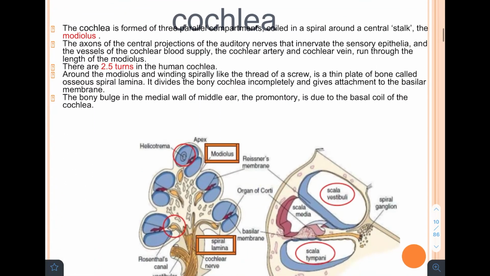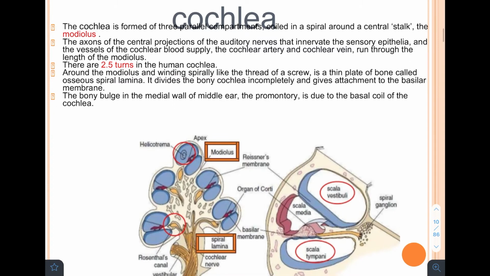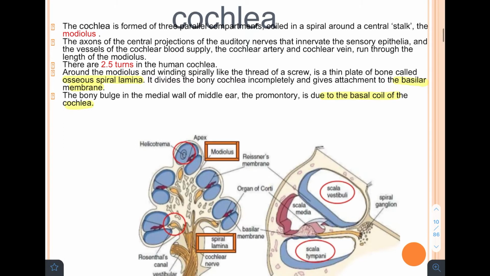Around the modiolus, winding spirally like the thread of a screw, there is a thin plate of bone known as the osseous spiral lamina, which divides the bony cochlea incompletely and gives attachment to the basilar membrane. And the bony bulge in the medial wall of the middle ear, remember in the anatomy of the middle ear, I spoke about this promontory located in the medial wall of the middle ear. That is mainly formed because of the basal coil of the cochlea. So you see over here, this is the modiolus, the central stalk of the cochlea, and this here is the spiral lamina.